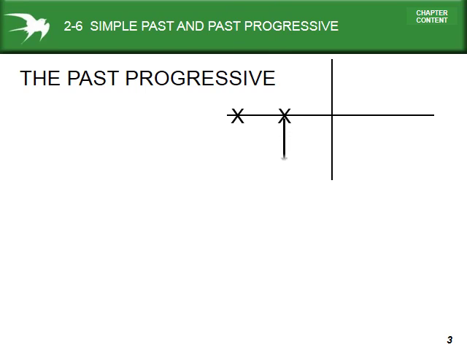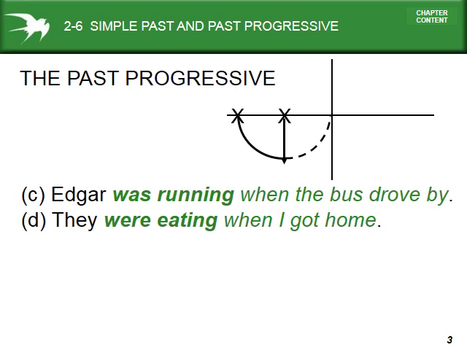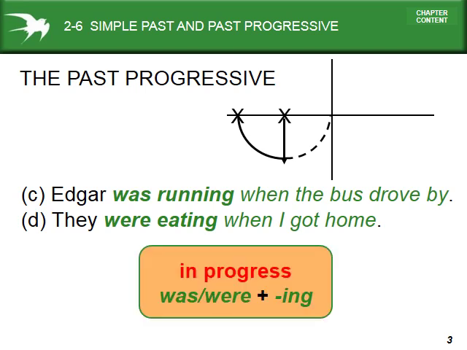The past progressive is different. One thing you'll notice here is that we have two X's on here. So here's the examples. We have Edgar was running when the bus drove by, and they were eating when I got home. So what we mean with the past progressive is we're saying that something was in progress. And oftentimes we say that something was in progress when something else occurred. So if we look at those two X's, the first one is representing the ing, the first one that has the line after it, the first X. The second one is representing the simple past tense.